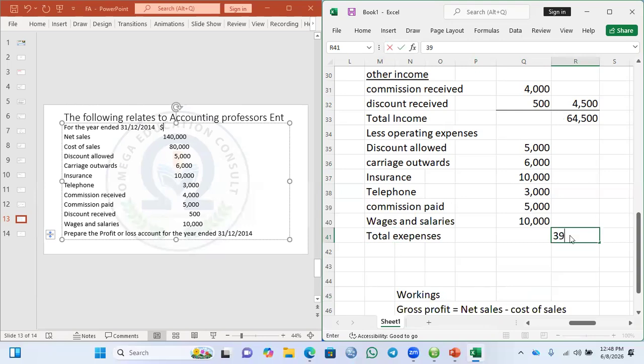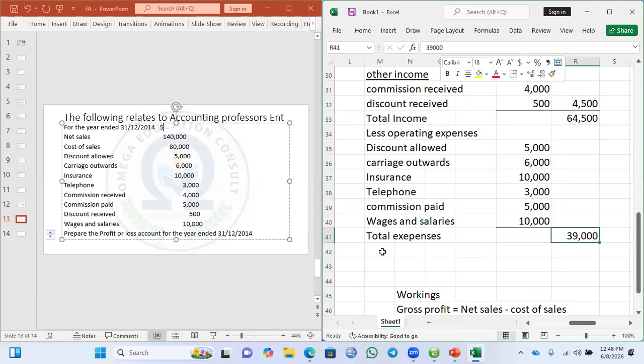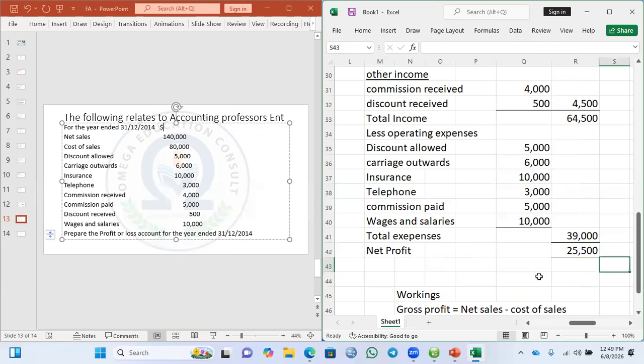So comparing the total income to total expense, I think we are going to get a net profit because the income is greater than the expenses. So we have a net profit of that much. So how many of us got everything correct? Or is a story for another day. So our net profit is 25,500. And professor, this is how you prepare your profit or loss account.